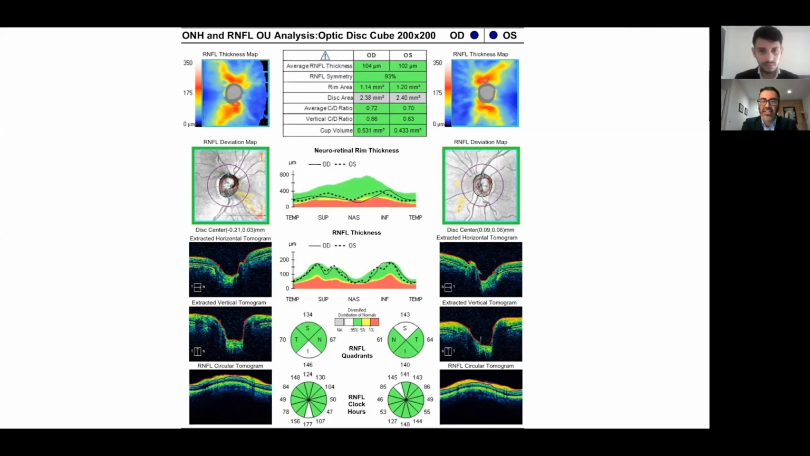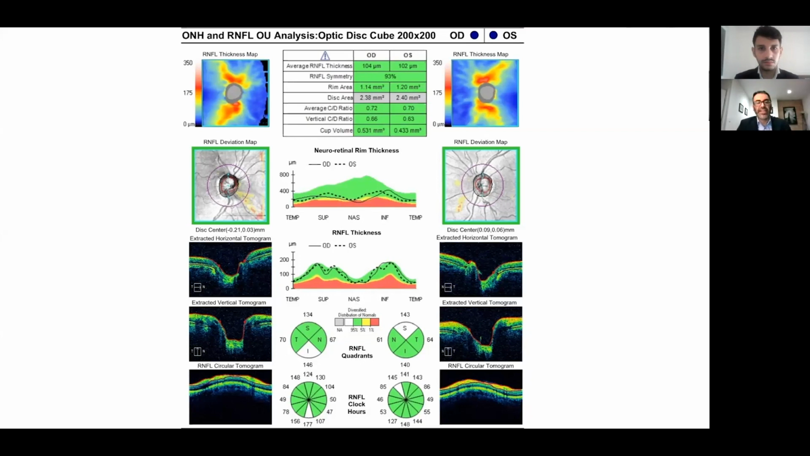The average thicknesses are 104 in the right, 102 in the left. And when you look at the thickness maps, they almost mirror each other. This patient's symmetry is spectacular, 93. The disc area is a little large, so she does have a large cup, a large disc, which you would expect of this patient to have a large cup as well.